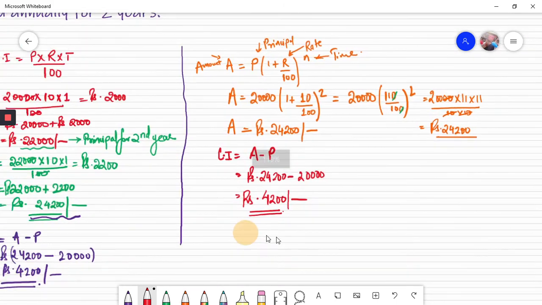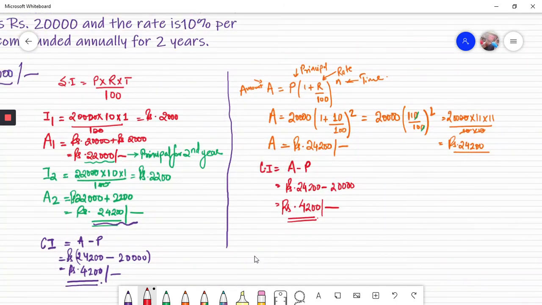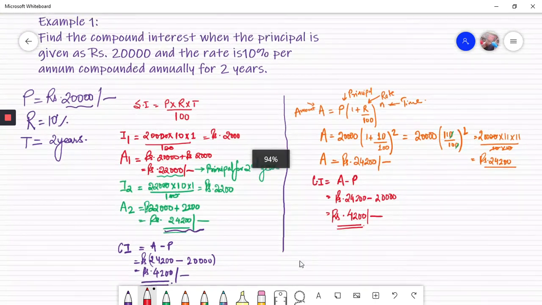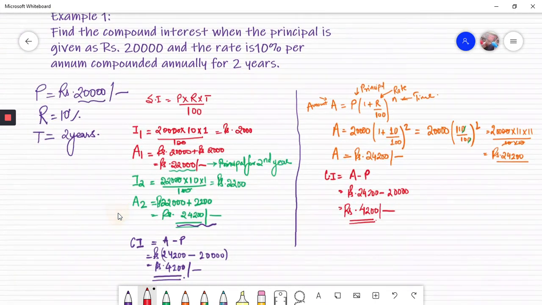But please keep in mind, this particular logic that we have discussed is applicable for the calculations of compounding on an annual basis. More on this in the coming videos.